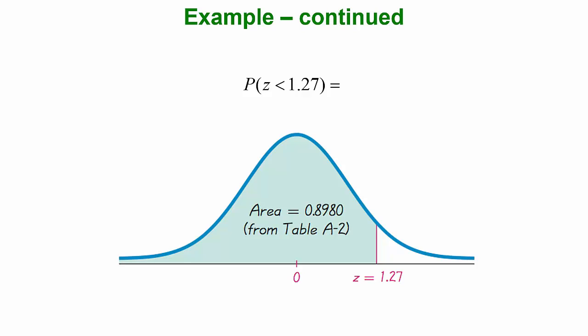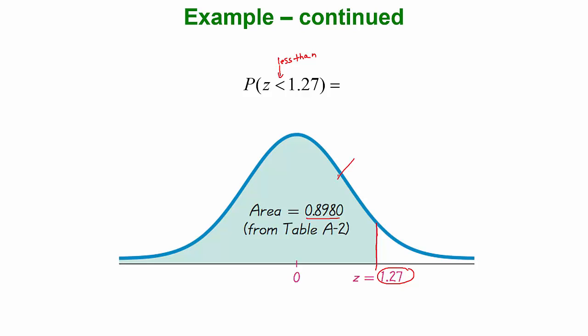So if we wanted to find the area to the left of z at the mark z equals 1.27, notice this is less than. So the probability, that's what this P is, probability that our value is less than 1.27. So I go and I draw a picture and I approximate where 1.27 would be on the number line. I look up 1.27 in my table, and this is going to be my area, 0.8980.